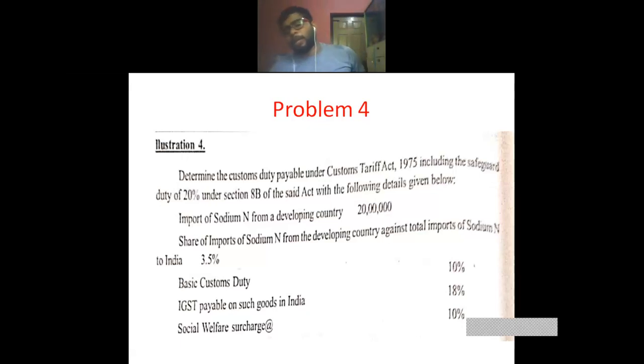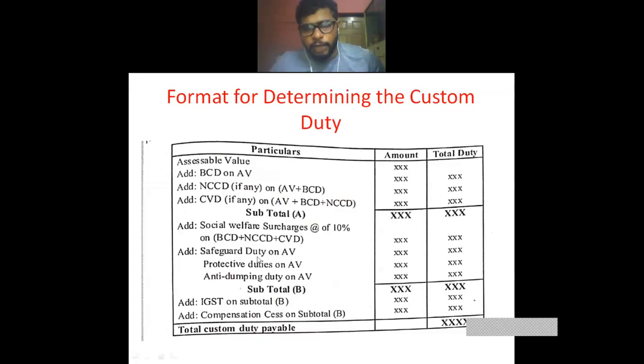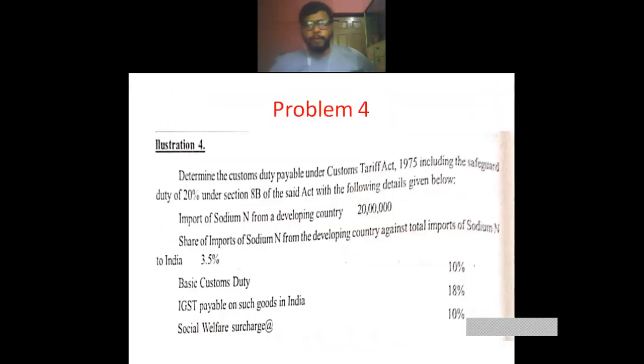Safeguard duty we are including in, just go to the format where we are writing safeguard duty. See, after social welfare charges you are writing safeguard duty, that is on assessable value. So for the first time safeguard duty is given in problem number 4. How much is it given? Safeguard duty of 20% is given under section 8B of the said Act with the following details given below.